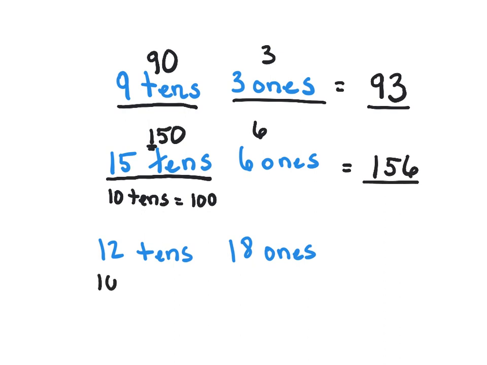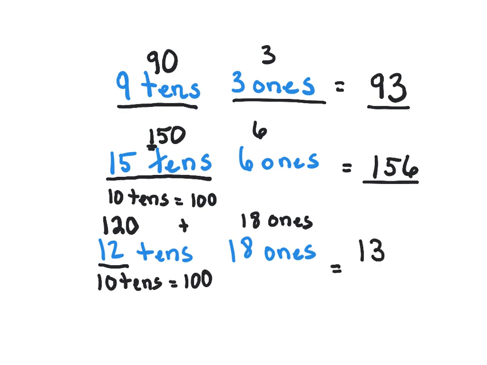If we pull out 10 tens, we know that this is going to be 100. So if we pull it out of here, this is going to be now 100, and then we add on the 120. 12 times 10 is 120. Plus the 18 ones, if we add these up together, we're going to get 138.